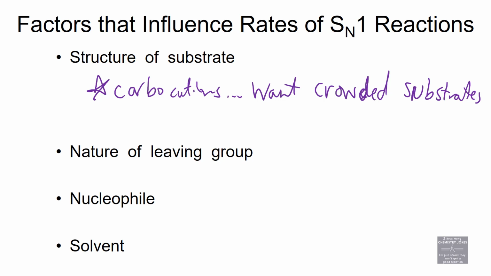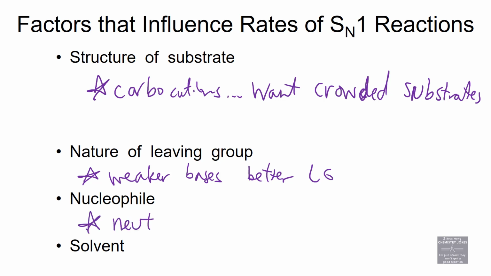to make that carbocation as stable as it possibly can be. The nature of the leaving group. Well, weaker bases make better leaving groups. We said before that statement we made for Sn2 was universal. Weaker bases make better leaving groups. The nucleophile for these is often neutral, as opposed to anionic. And furthermore, it's often the solvent in Sn1 reactions.